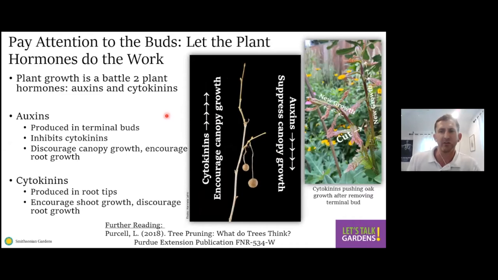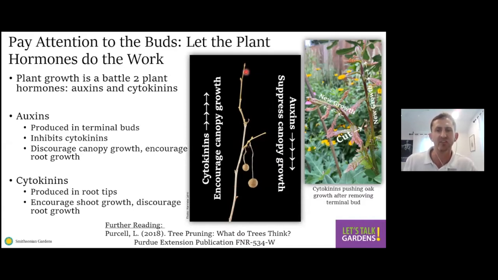And so now that we know the type of buds, we can talk about plant hormone pathways, and I'll limit this to a slide or two, but this is really, really important. So if you're gonna pay attention to a slide, this is the one. So woody plant growth is a battle primarily between two plant hormones, auxins and cytokinins. So auxins are produced up here in the terminal buds. They suppress canopy growth. They suppress growth of new leaves. They stimulate root growth and they counteract the effects of cytokinins. Cytokinins are produced down here in the roots and they suppress root growth. And as they come up the tree, they stimulate canopy growth and counteract the effects of auxins.